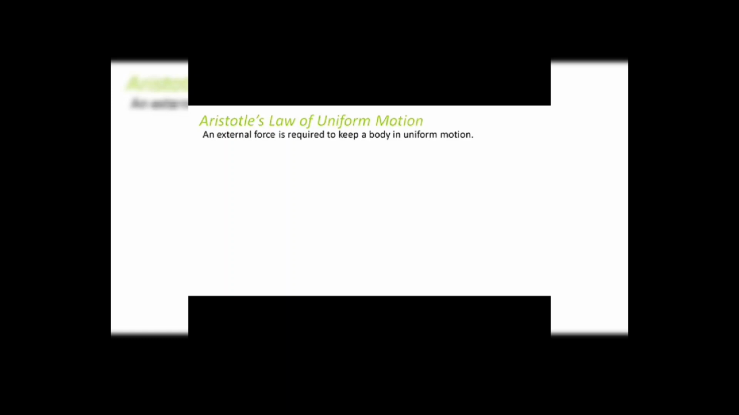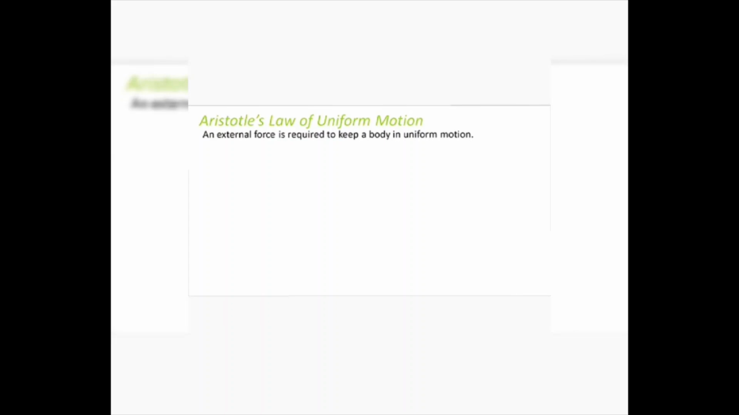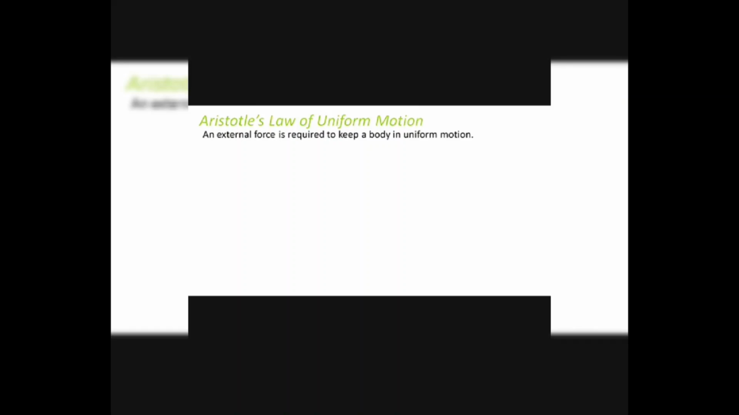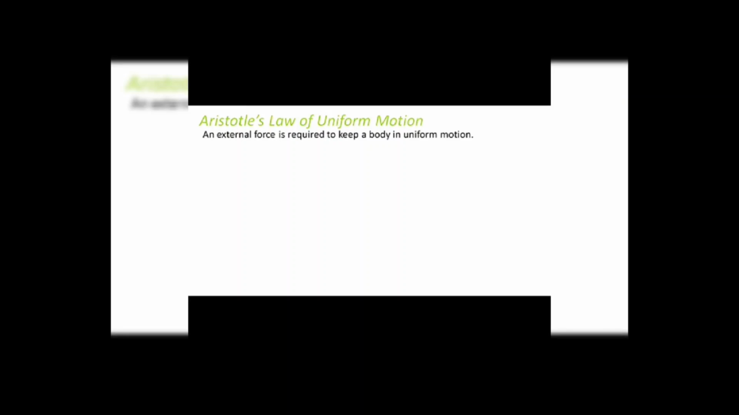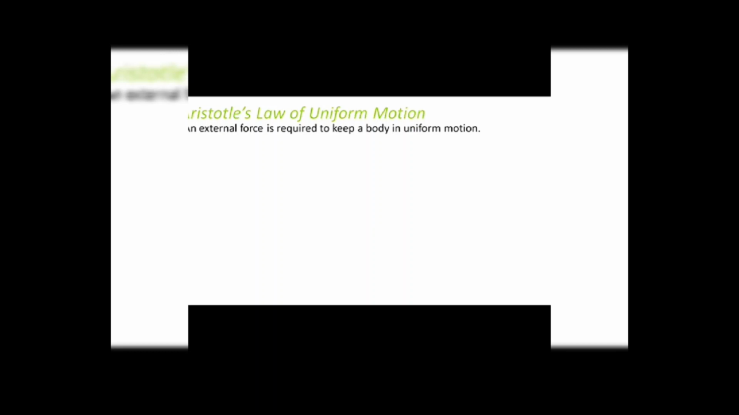So Aristotle says that suppose there is an object moving at uniform velocity. In order to keep the body moving with uniform velocity, this means that an external force is continuously being applied on the body. That means not only to start the motion, but also to retain that uniform motion, an external force has to be there. He told this on the basis of these kinds of examples.